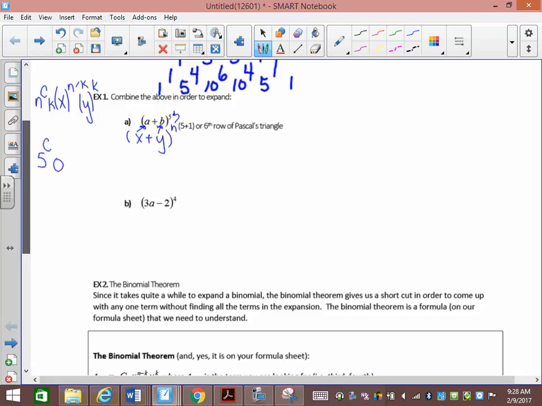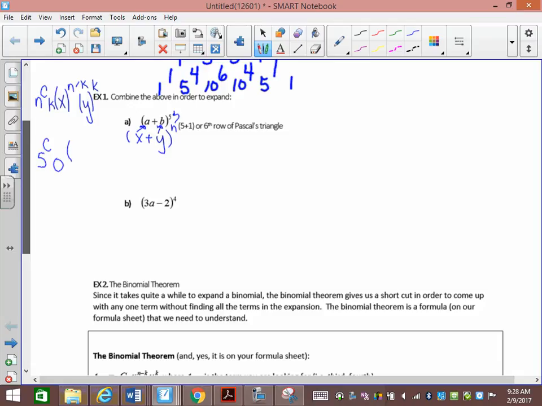K is always 1 less than the term you're finding. So if you're looking for term 5, you're going to use k equals 4. Or if you're looking for term 2, you're going to use k equals 1. So k is always 1 less than the term you're finding. So term 1, k is 0. Okay?